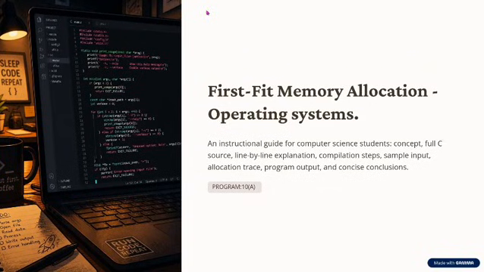I am going to explain the first fit memory allocation program using C. This is an operating systems lab experiment.